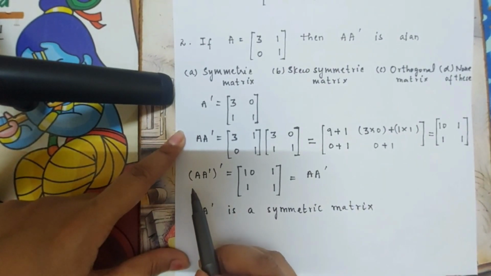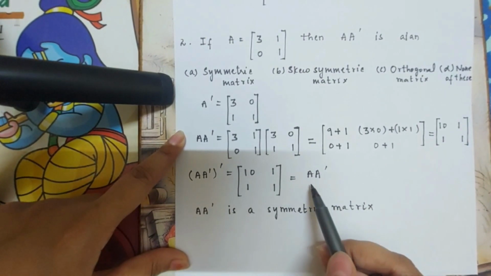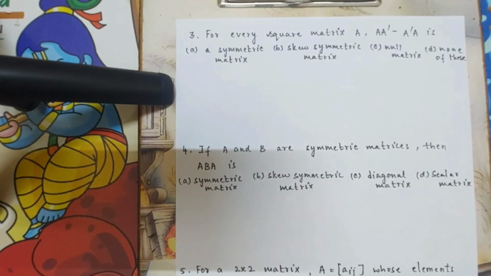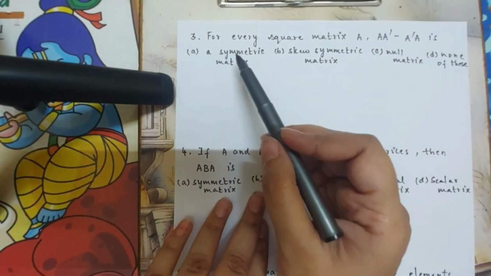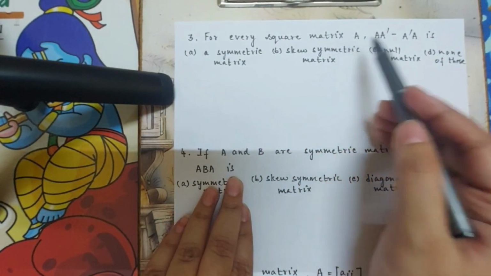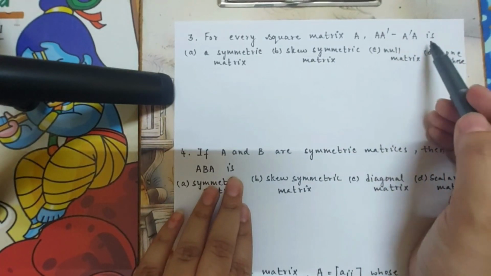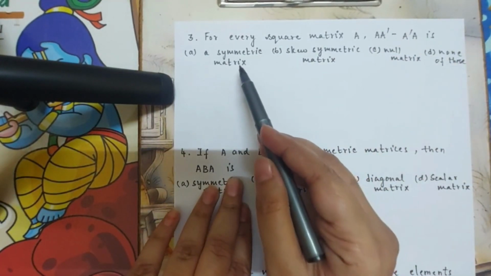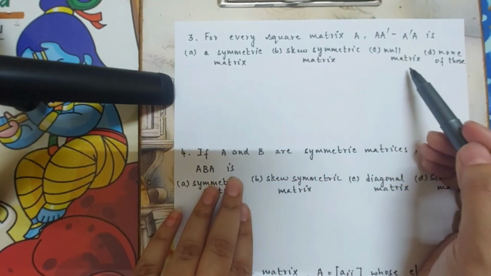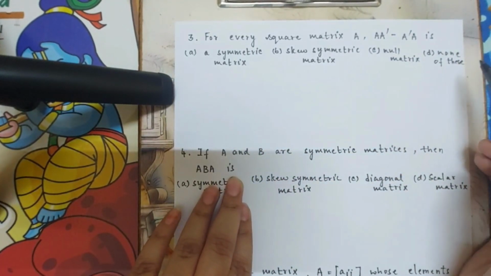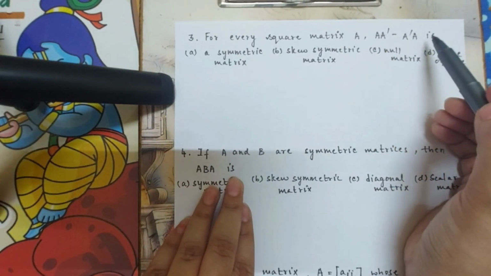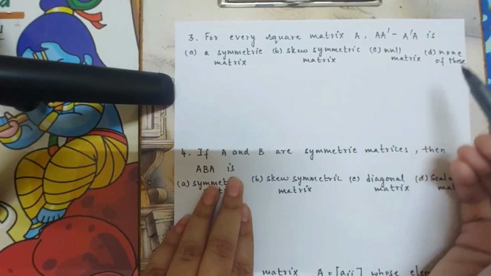Why? Because the transpose of this matrix is equal to the matrix itself. Now the third question is, for every square matrix A, A dash minus A dash A is. The given options are a symmetric matrix, skew symmetric matrix, null matrix, none of these. So we need to tell whether A dash minus A dash A is what kind of matrix.